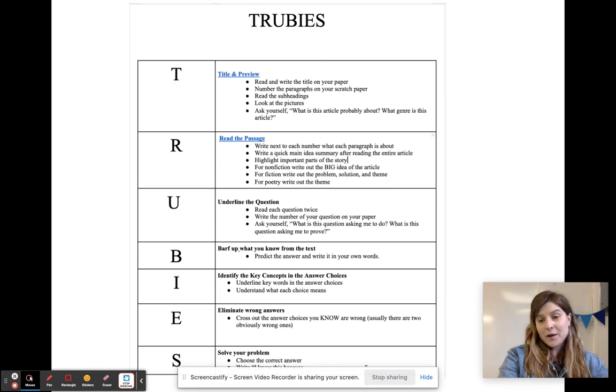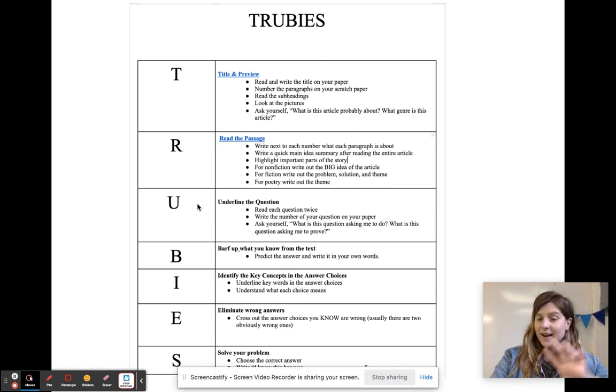All right, then you're going to read the passage. So next to the R on your notes, you're going to write what each paragraph is about. You're going to write a quick summary after reading the entire article. You're going to highlight important parts of the story. And then for nonfiction, you're going to write the big ideas of the article. For fiction, you're going to write out the problem, solution, and theme. And poetry, you're going to write out the theme.